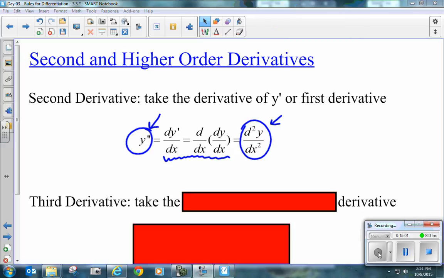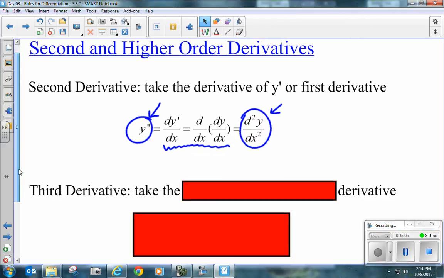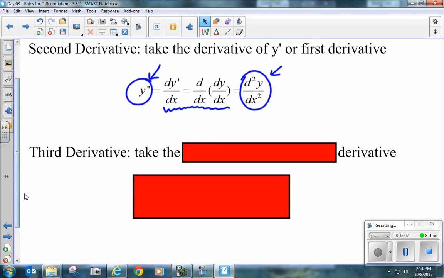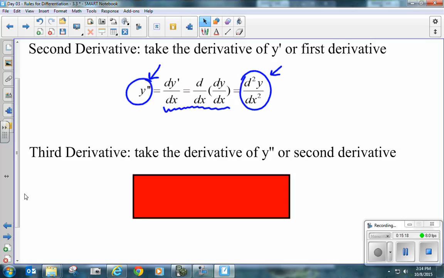Now, trick question. I'll give you another second to finish writing those down. What about the third derivative? Do it again. I just take the derivative of the second derivative. It is not a trick question. Sometimes in complicated math, you shouldn't complicate everything. Sometimes things are really just easy.